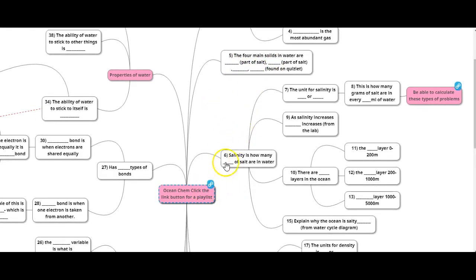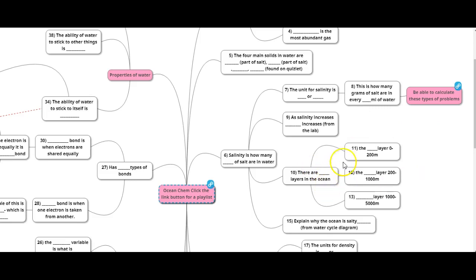Alright, moving on over here, salinity is how many grams of salt are in water, breaking off to number 7. It's at 0/00 or ppt. It's basically how many grams of salt are in every 1,000 mLs of water. Know that as salinity increases, density increases. The opposite is true. As salinity decreases, density decreases.